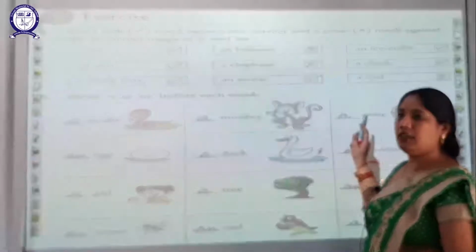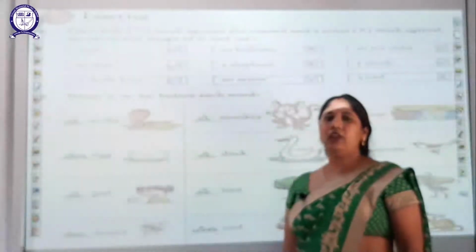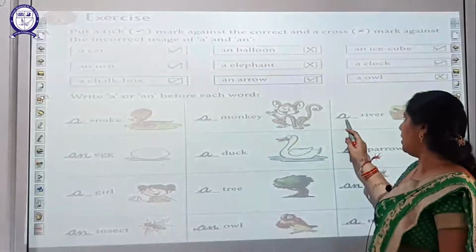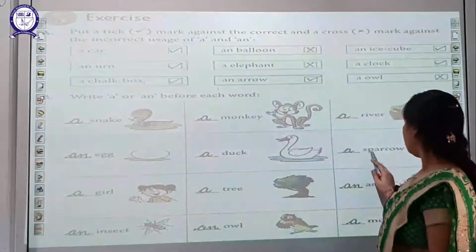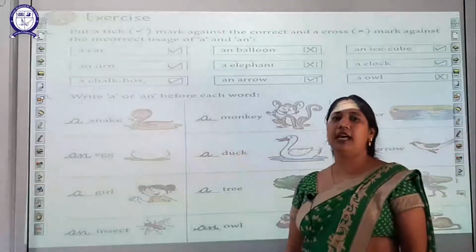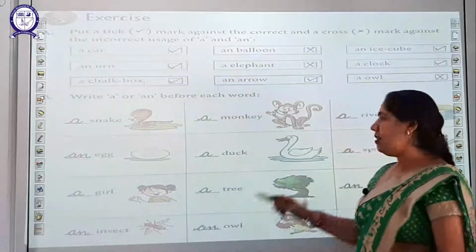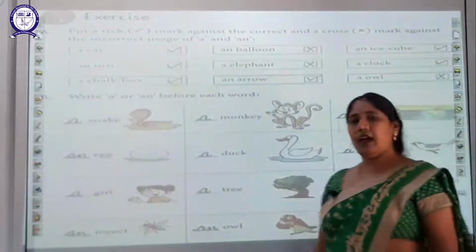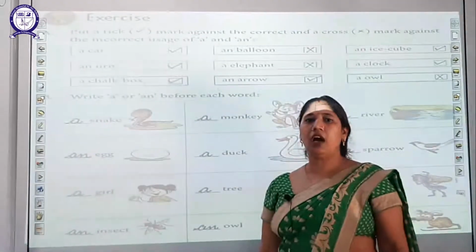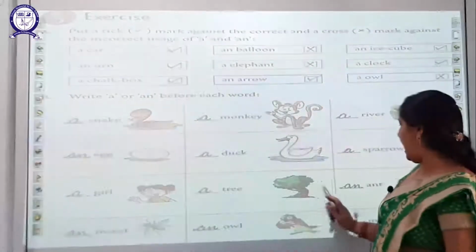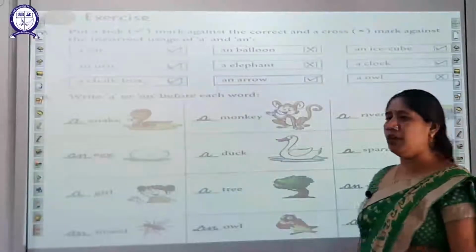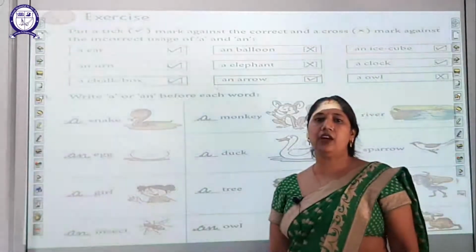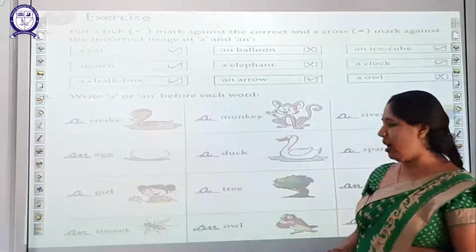River. R is a consonant sound. We have to mention here a. Sparrow. S is a consonant sound. We have to mention here a. Ant. A is a vowel sound. So we have to mention here an. Mouse. M is a consonant sound. So we have to mention here a.